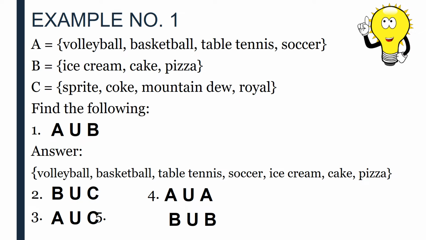Same po sa number 5. Ganun din po yung gagawin. Pagsasamahin lang yung elements ng set B at sa sarili niya. Set B ulit. So, yung magiging sagot natin ay ice cream, cake, and pizza.